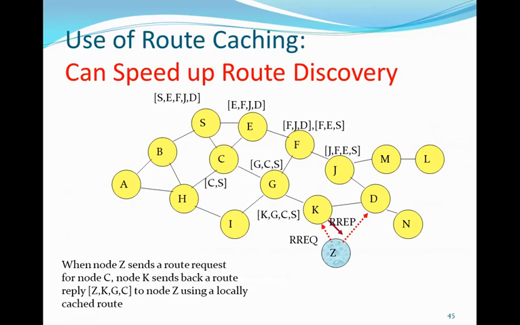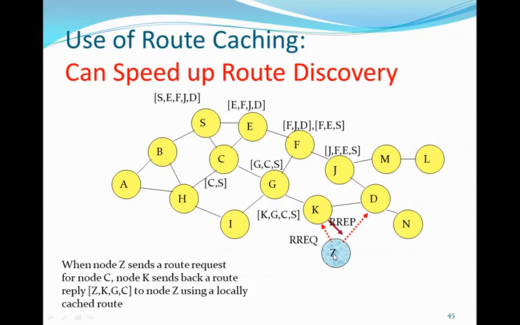Now here you can see, as we had the example earlier about node P, the same example is given here: when node Z, which is here, sent a route request for node C, node K sent back a route reply with Z, K, G, and C.